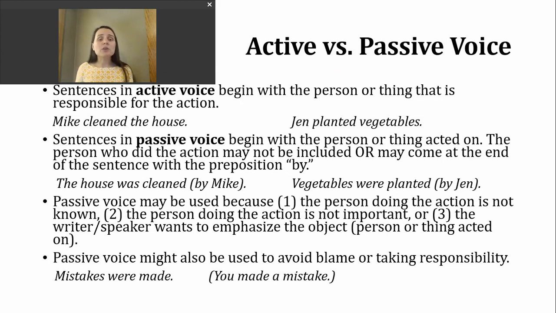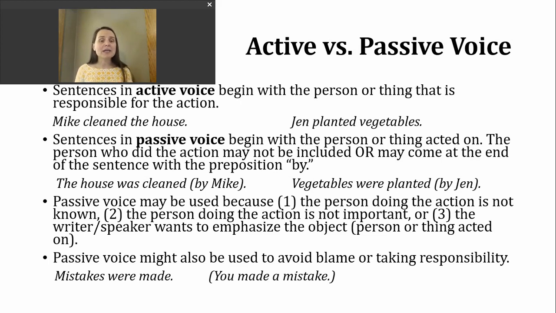The writer or the speaker might want to emphasize the object or person or thing that's receiving the action. So if they start the sentence with that, that's where your focus and your attention goes. Another reason people might choose to use passive voice is they are trying to avoid blame, or if it's kind of reflective back to them, they might be avoiding taking responsibility for something.